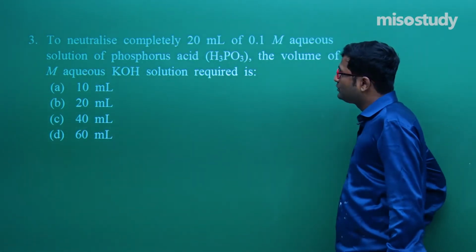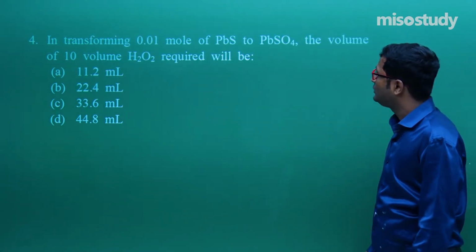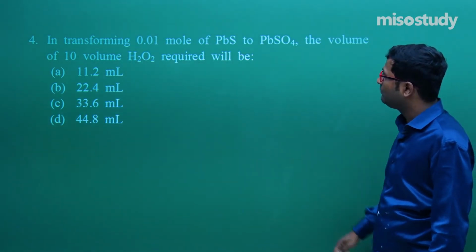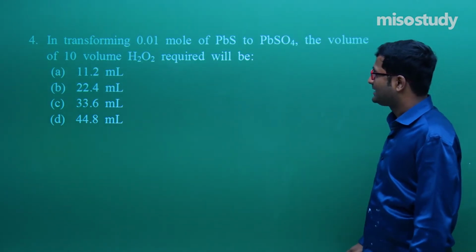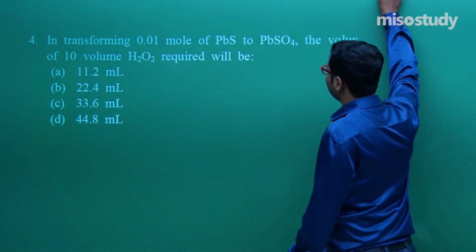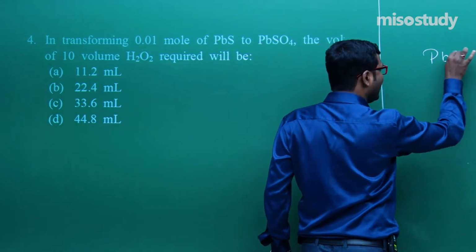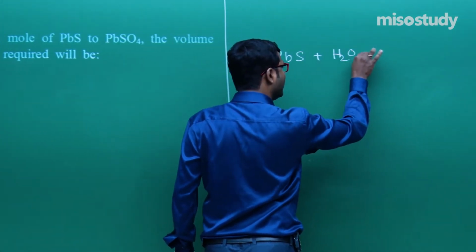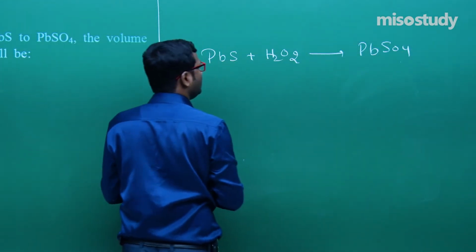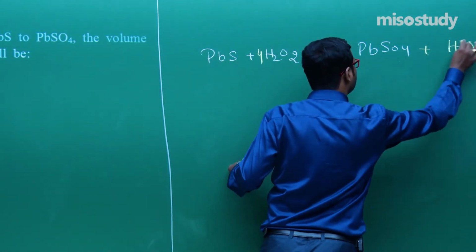Now let's move to the next section, that is 4. In transforming 0.01 mole of PbS to PbSO4, the volume of 10 volume H2O2 required, that is the volume strength is given. In transforming 0.01 mole, first of all we have to write down the equation, that is PbS plus H2O2. Yes sir, it gives you PbSO4, 4 oxygen, put here 4, and plus we have to put here H2O.